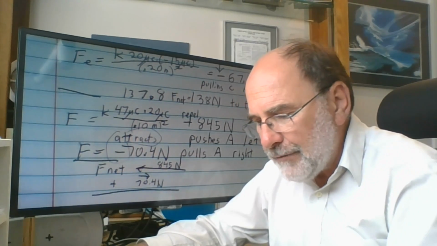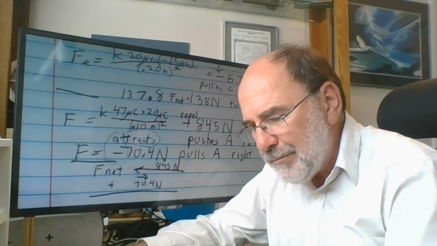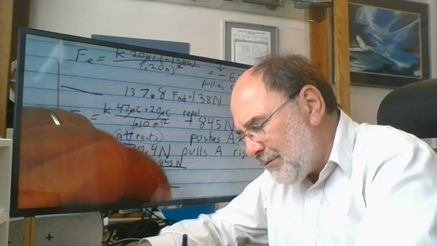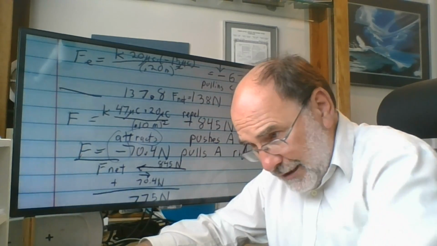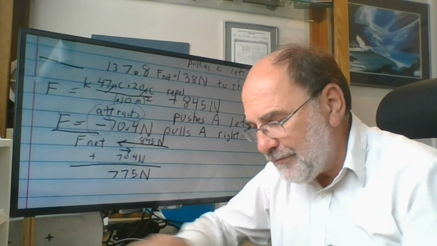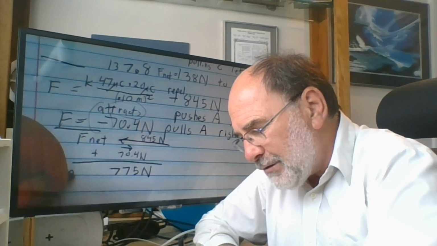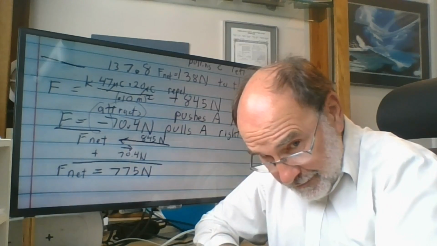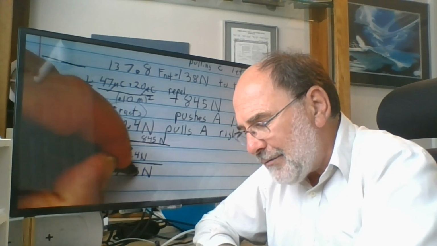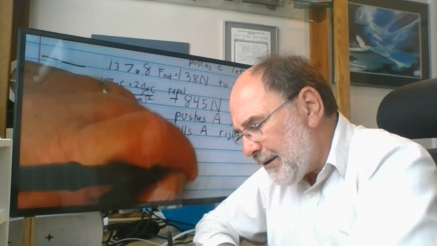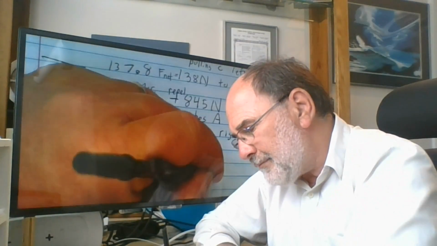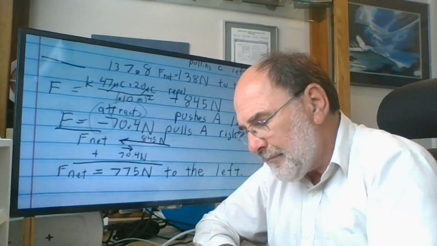So 845 going off to the left minus 70 pulling it off to the right means the net force is 775 newtons, but it's a vector. You can't just give me the magnitude or I'll take points off. You have to tell me in what direction is the net force. So the net force acting on charge A caused by charges B and C's combined effort is 775 newtons to the left. Ta-da!